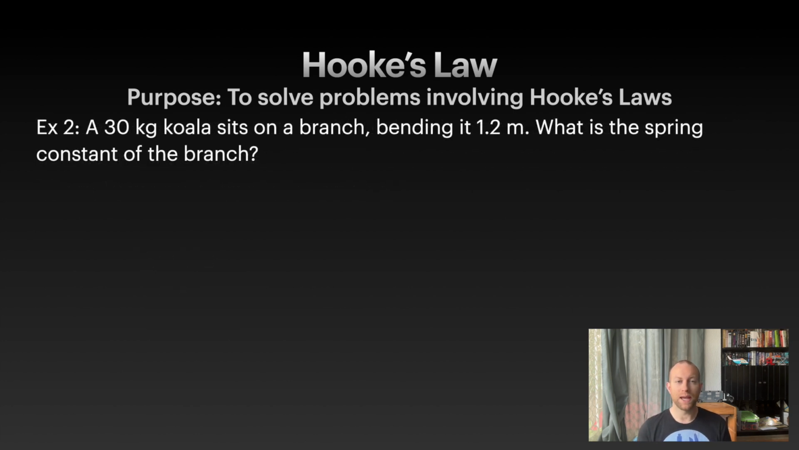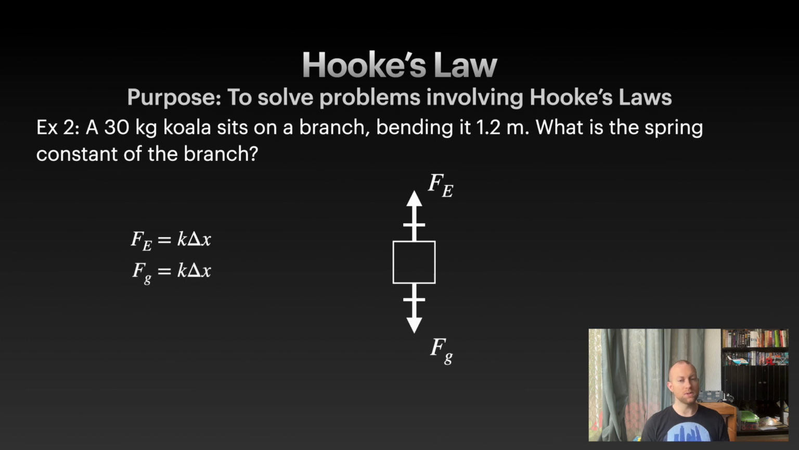So if we've got a 30 kilogram koala sitting on a branch and it bends the branch by 1.2 meters, we want to know what's the spring constant of the branch. Let's first look at what a free body diagram looks like to figure out what forces we're dealing with. So the koala sitting on the branch, it has force of gravity pulling it down. The branch is applying an elastic force up because the branch bends. And since it's just sitting there, these two forces are balanced. So that tells us our force elastic is equal to Fg. So then we can plug in numbers since Fg is just mg and solve for K.